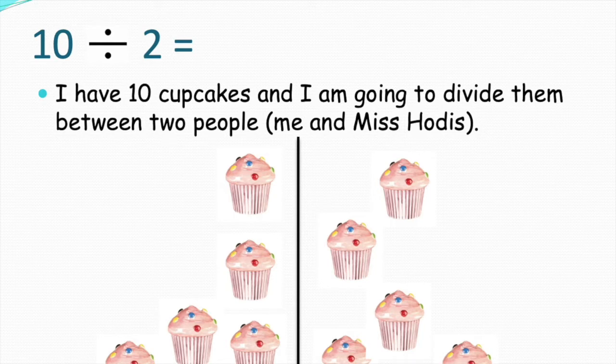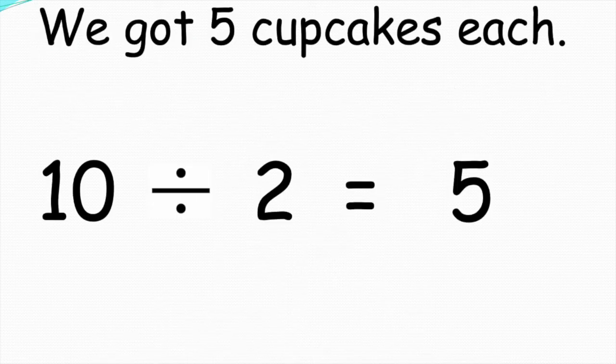Alright, so the answer will be 5 cupcakes. We each get 5 cupcakes. 10 divided by 2 is equal to 5. Now, when we're doing division, we don't like to draw cupcakes or sweets because that would take too long. We do a different method. So what I'm going to do now is show you how we use circles and dots to solve division problems.